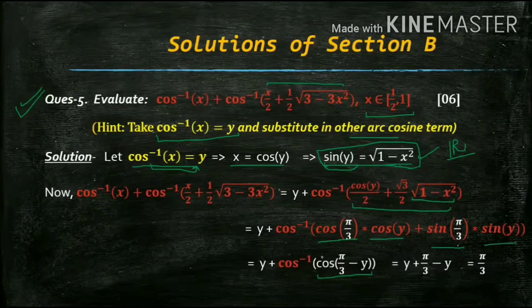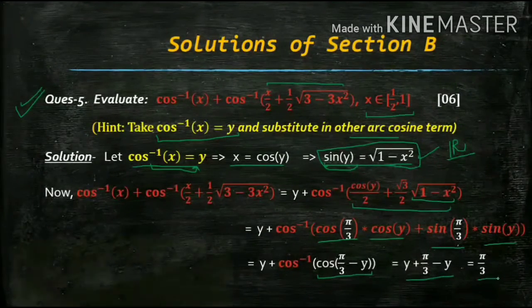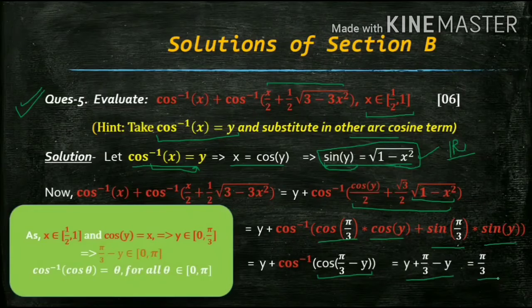Because now I will get cos inverse of cos theta, and I can use that. It is equal to theta, and the y's cancel, it would be pi by 3. Now there comes the important part. You know that cos inverse of cos theta is theta for x belongs to the closed interval 0 to pi.